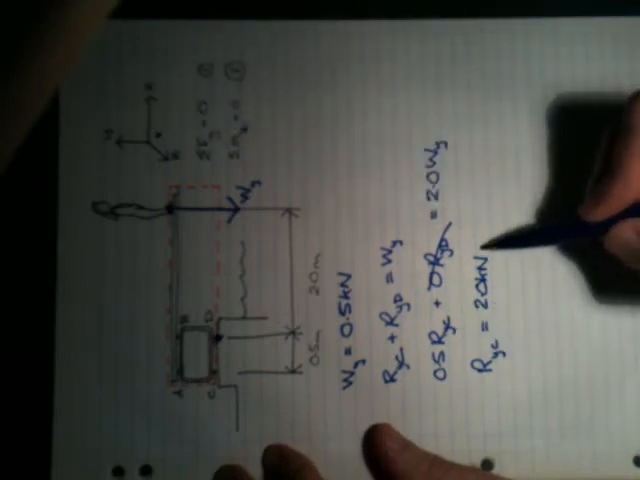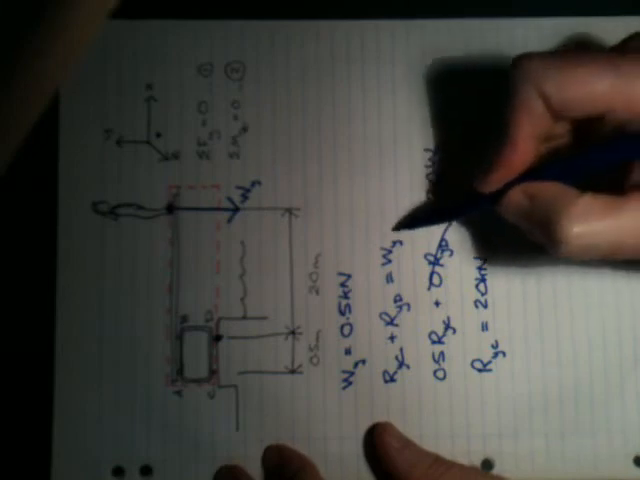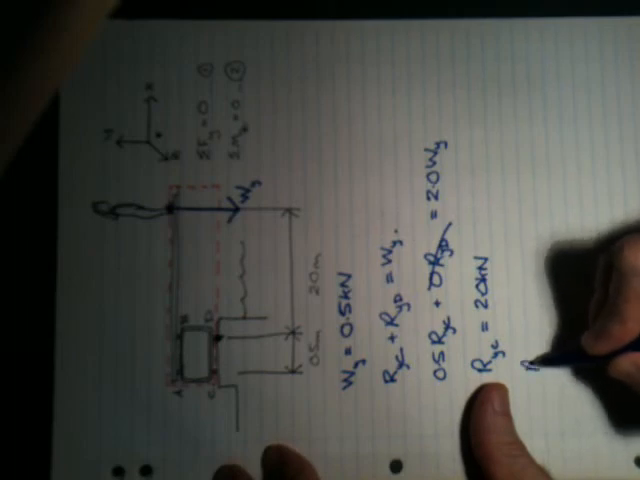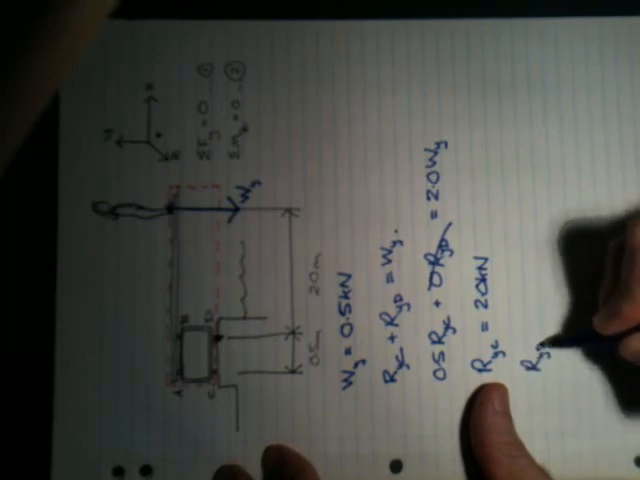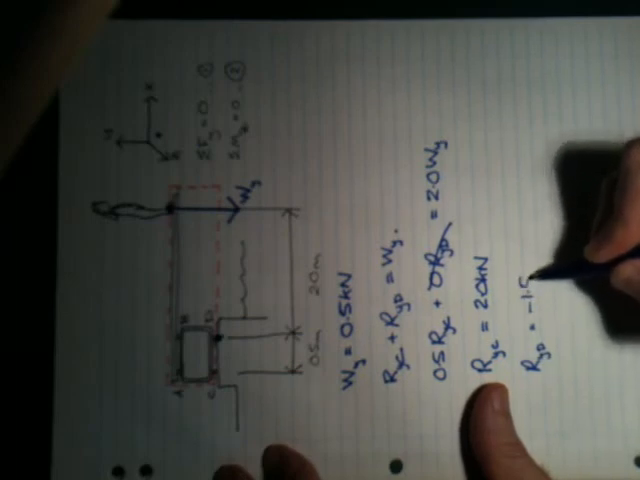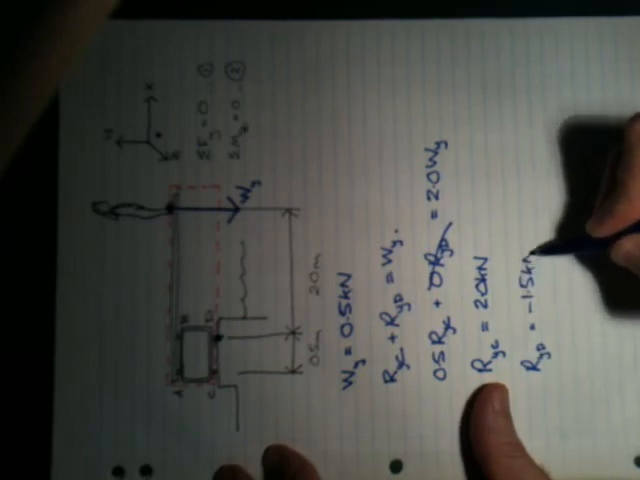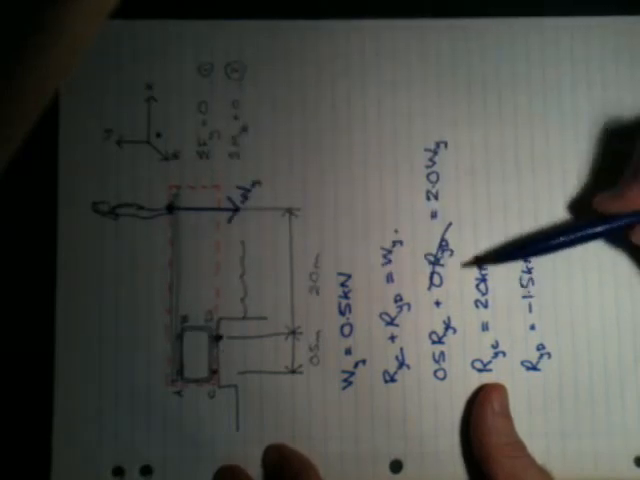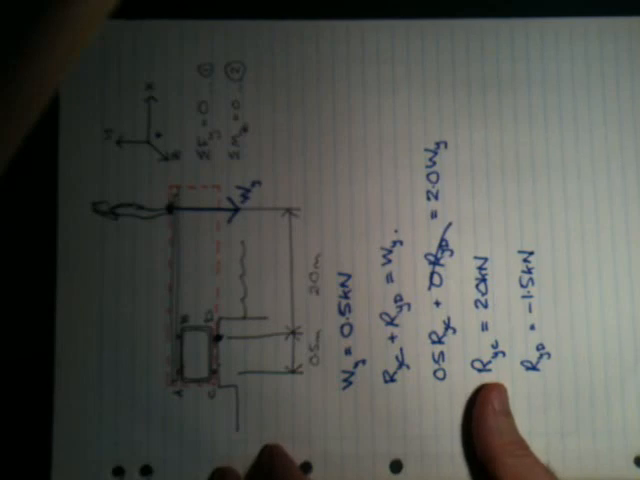Okay, so substituting that back into the first equation here simply tells us that the reaction in Y at D is equal to negative 1.5 kilonewtons, which is in compression. Okay. Now if you repeat that process taking moments about C, you'll find that you get the same answer for C, irrespective of where you take moments about.